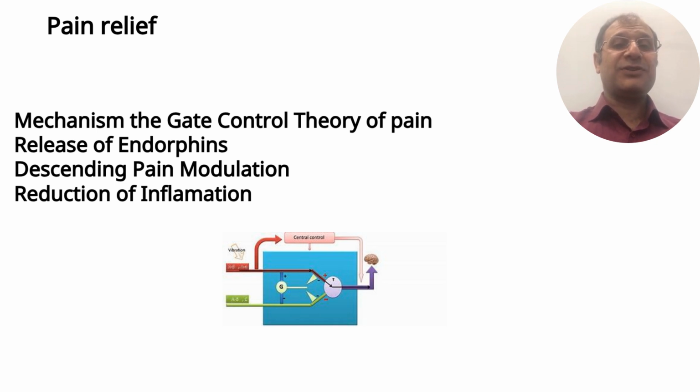Descending pain modulation. Electrical stimulation can activate descending pain inhibitory pathways from the brainstem, particularly the periaqueductal gray and rostroventral medulla pathways, which release neurotransmitters like serotonin and norepinephrine. These neurotransmitters inhibit pain signals at the spinal cord level.